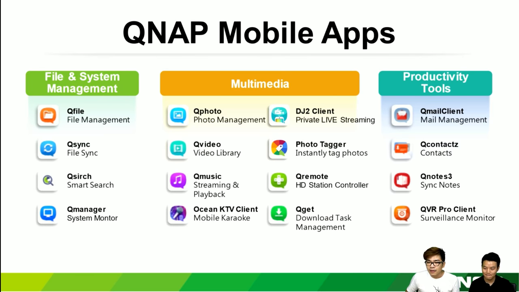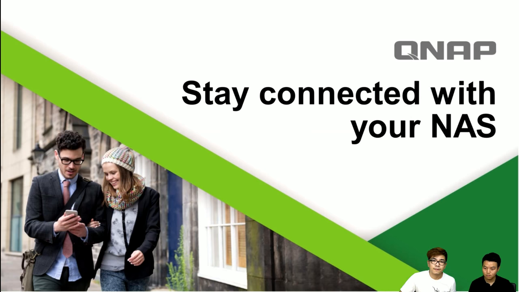So today we have three main structures. The first one is file system management. The second is multimedia. And the third one is the productivity tools. And Linus will be in charge of the first and the third category. And I will introduce the second category of the apps. So we will start from the first one, file and system management.